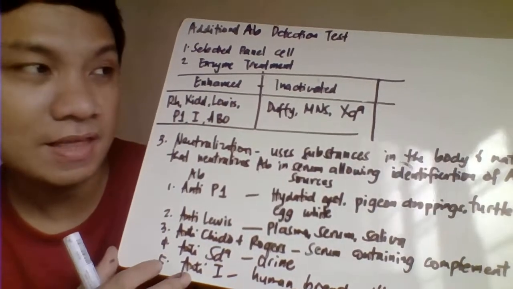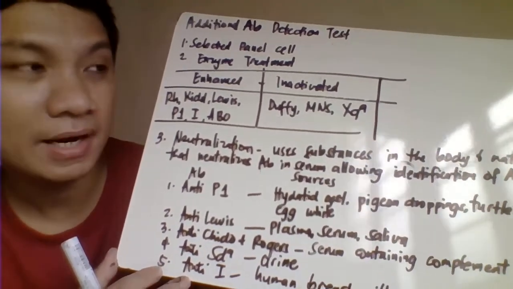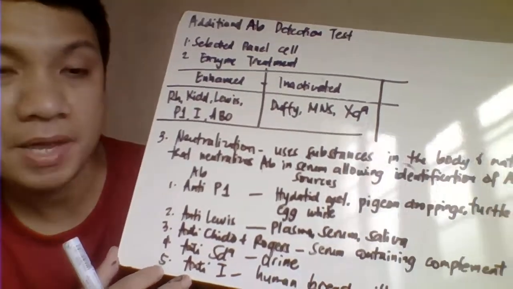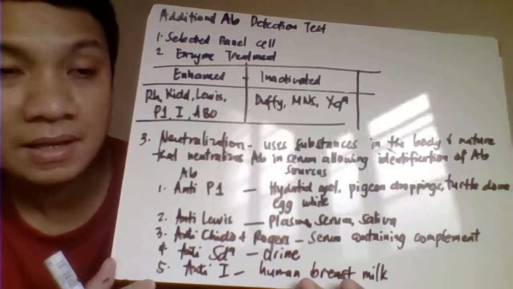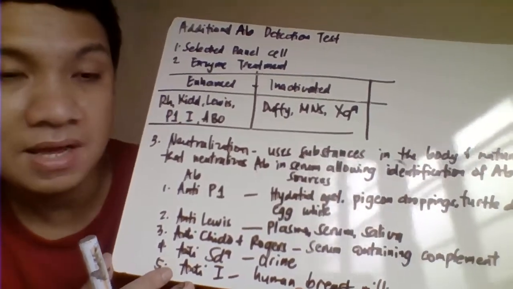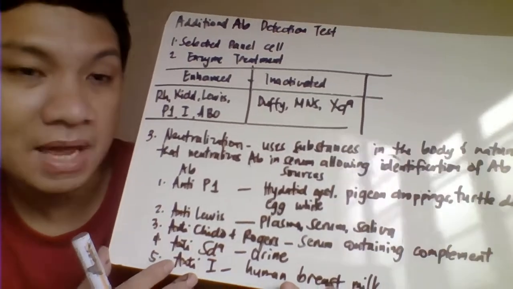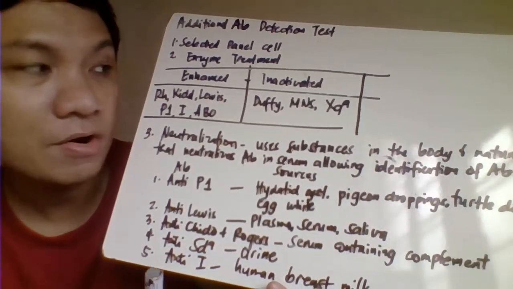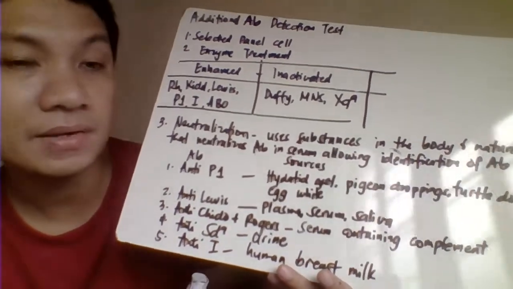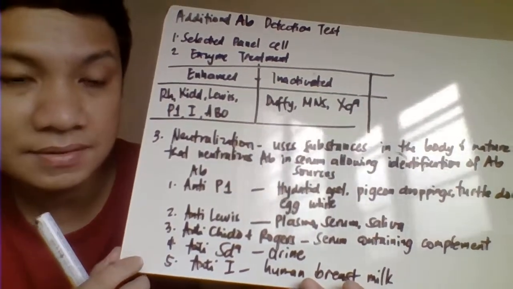It includes here your DAFI, your RH, your KID, your Lewis, your I, your P1, and the ABO blood group system. And the following blood group antibodies, on the other hand, are inactivated or destroyed by addition of your routine enzyme treatment. So we have your DAFI, your MNS, and we have your XGA. You could also perform neutralization tests.